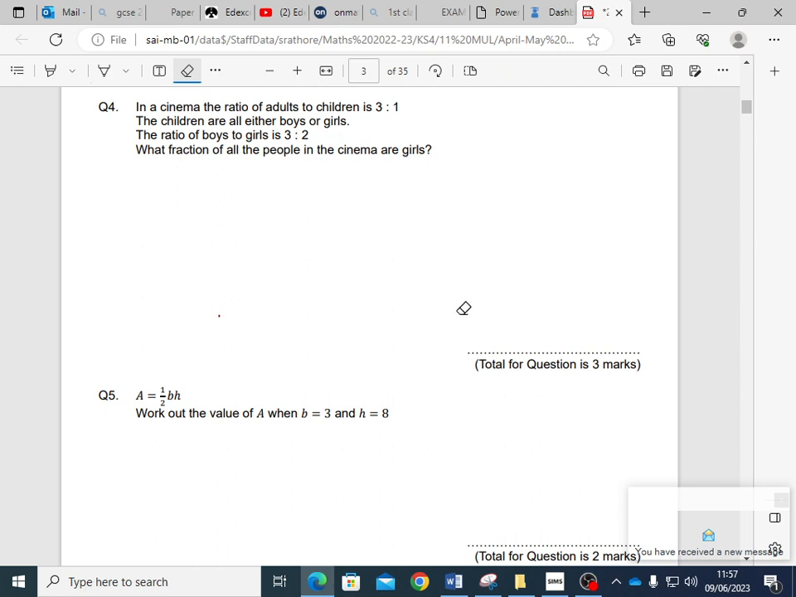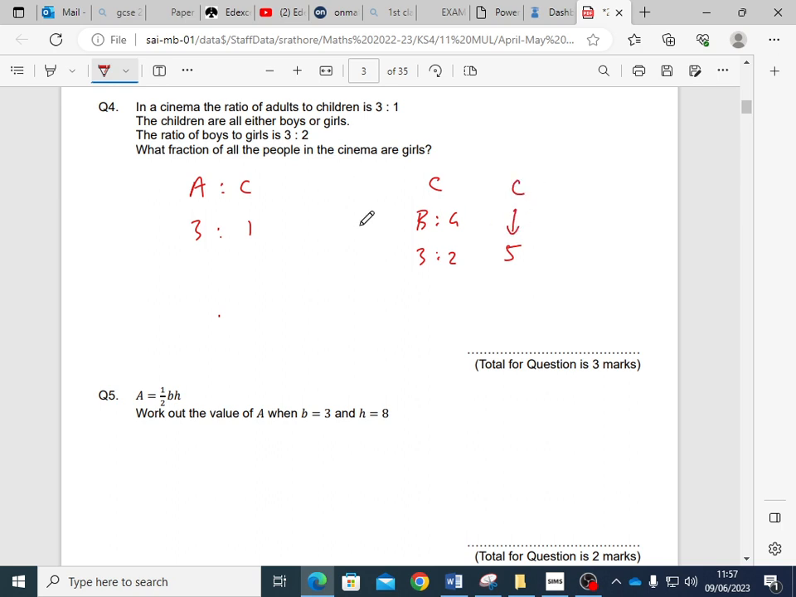Okay, so let's have a quick look at this question. It goes here. In a cinema, the ratio of adults to children is 3 to 1. And it goes here, the children are either boys or girls. The ratio of boys to girls, so let's get the children, the ratio is going to be boys to girls 3 to 2. So that makes up 5 parts for the children.